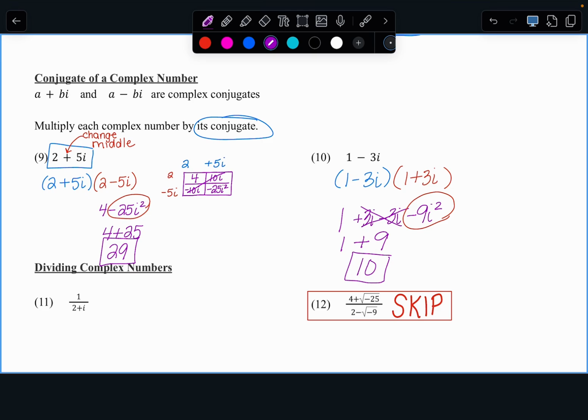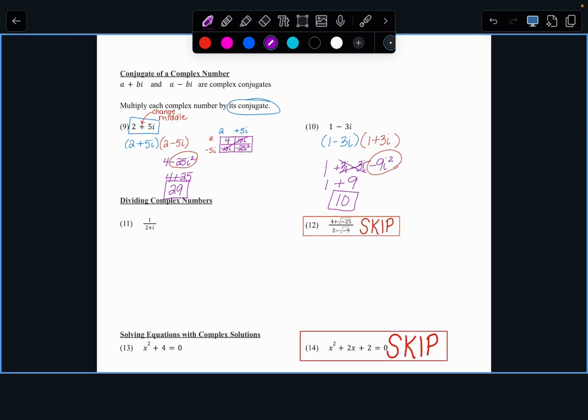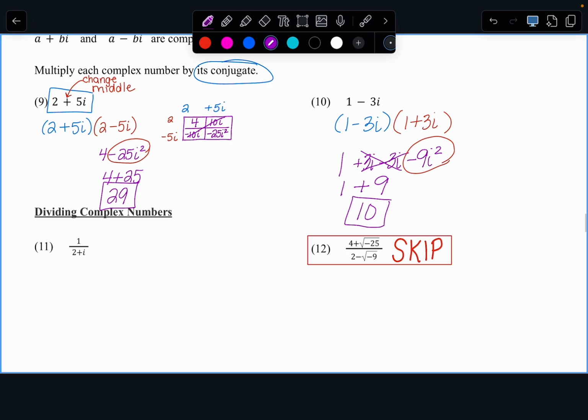So when we're dividing complex numbers, all you have to do to rationalize a denominator is multiply numerator and denominator by the conjugate of the denominator.